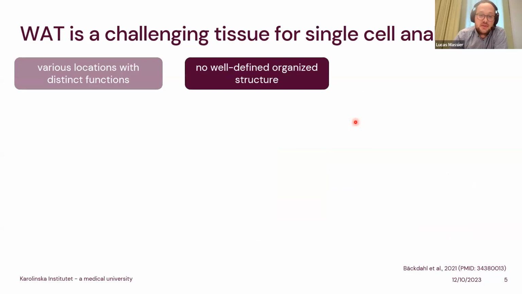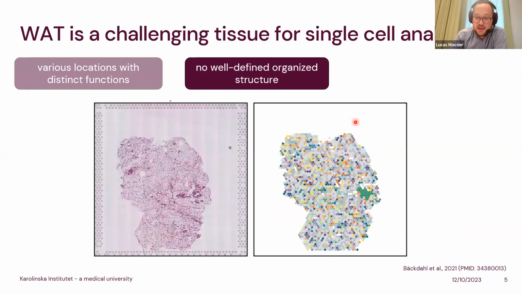Adipose tissue is also not very well defined and not very organized. This is from a publication where we performed spatial transcriptomics on adipose tissue. We have some small regions where we have vessel structures or something that we can recognize. But overall, we don't feel that there is an organized structure behind the distribution of the cell types or spot transcript information.